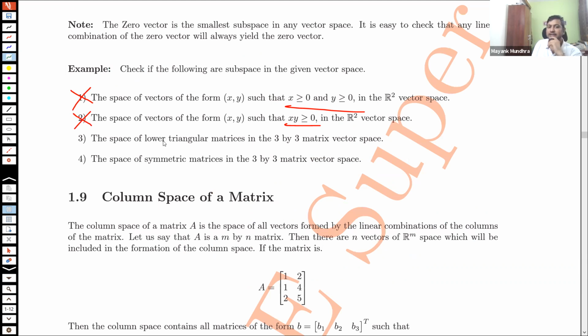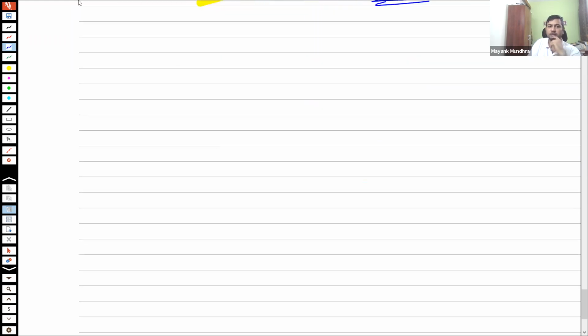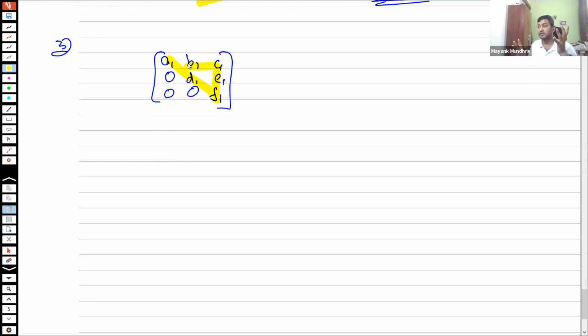Now let's look at 3. The space of lower triangular matrices in the 3 cross 3 vector space. So that's the third example. All the lower triangular matrices in 3 cross 3. So lower triangular matrices means something, something, something, 0, something, something, 0, 0, something. So these are lower triangular matrices. So you can write some values here: A1, B1, C1, D1, E1, F1, where each of these entries can be anything. Lower triangular means everything below the diagonal is 0.